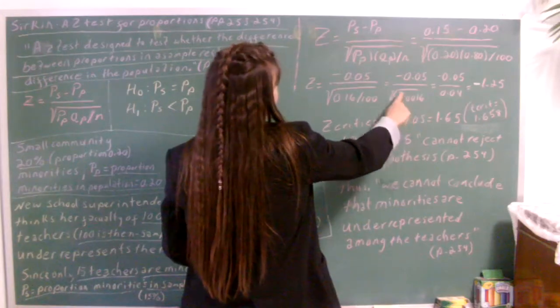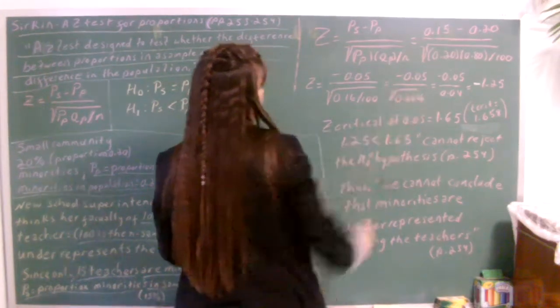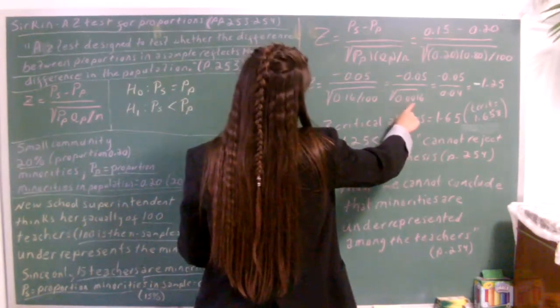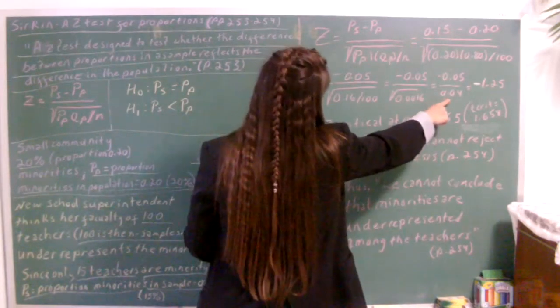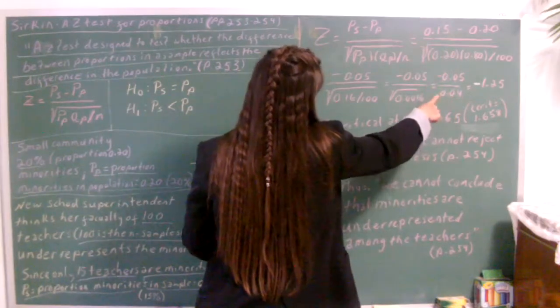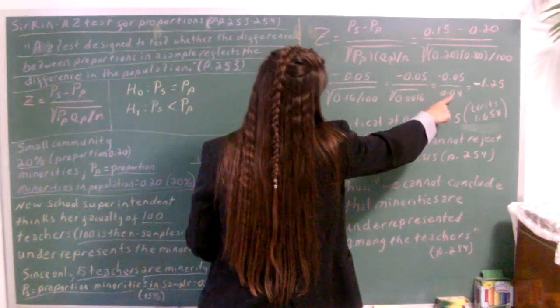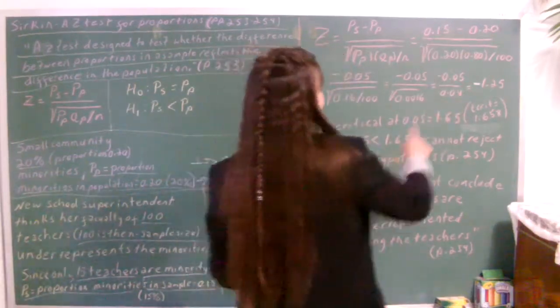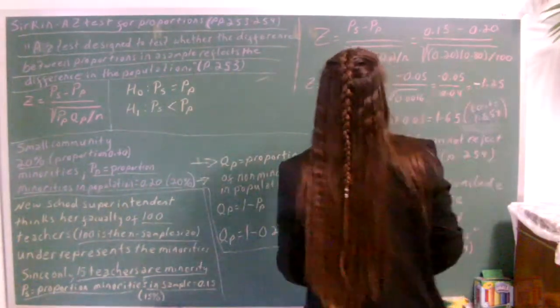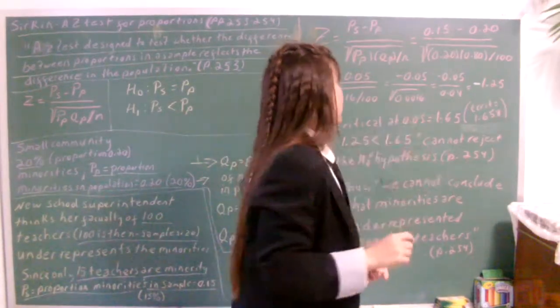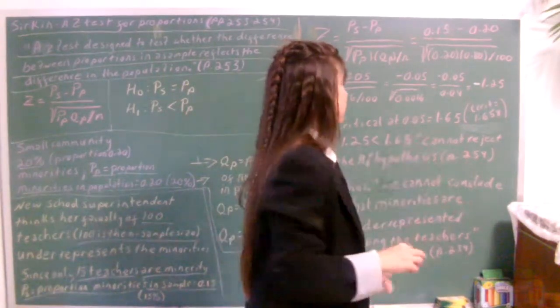Now we go to the square root sign. We have to take care of the square root sign. What two numbers multiplied by each other equal 0.0016? That's 0.04. Now we have division. Negative 0.05 divided by 0.04 equals negative 1.25. Okay, the z critical at the 0.05 level equals 1.65.